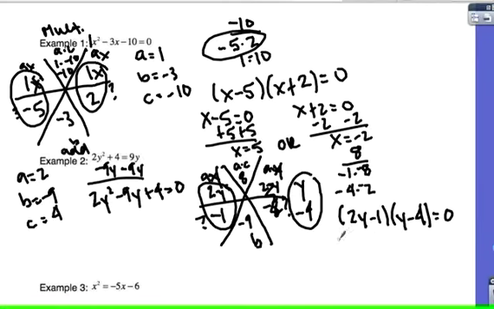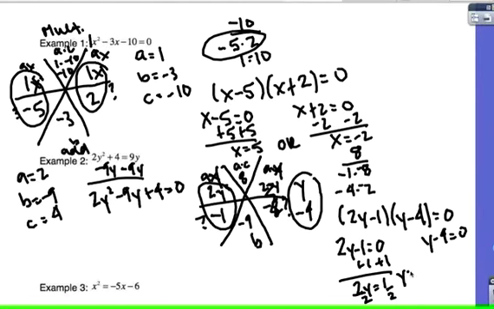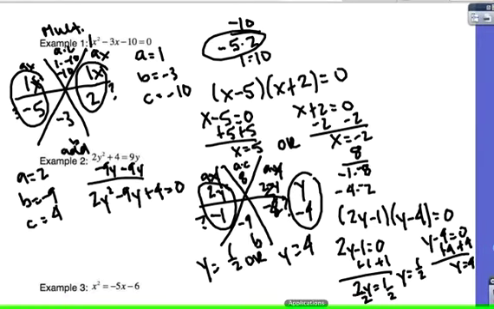And then at this point, we need to split up our parentheses. So we have 2y minus 1 equals 0 and y minus 4 equals 0. We solve, so that means that we need to add 1 to both sides on this one. So we end up with 2y equals 1. Divide both sides by 2. So we end up with y equals 1/2. And over here, we add 4 to both sides. So we end up with y equals 4. So our two answers are y equals 1/2 or y equals 4. Remember that both of them are necessary in order for your answer to be considered correct.